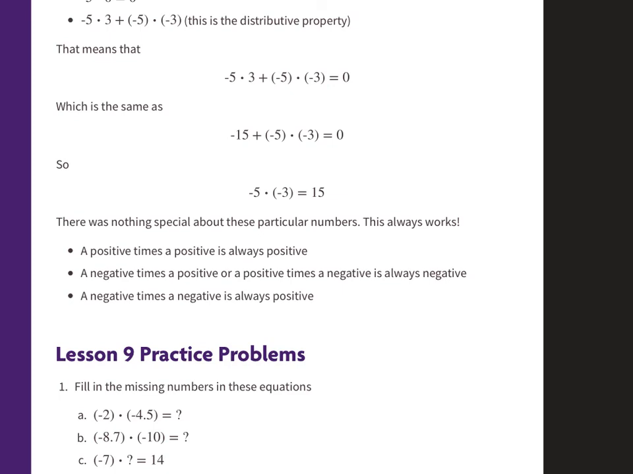So here are the rules. A positive times a positive is always positive. A negative times a positive, or a positive times a negative, is always negative. And a negative times a negative is always positive. So there you have it. On your assignment today, I think you're just going to be filling in a multiplication chart. Use your calculators, okay? Especially if they're negative numbers. You can always send me an email if you need help.